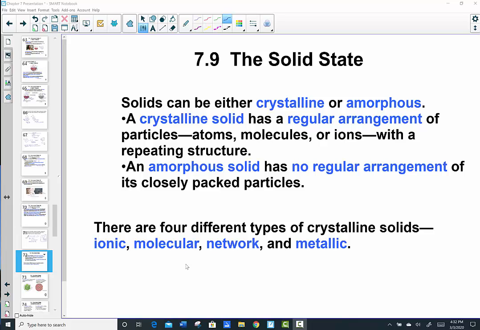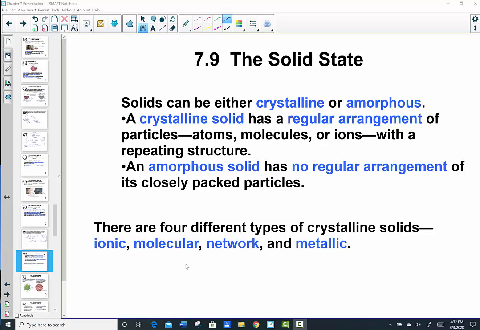An amorphous solid has no regular arrangement, and they are rarer, but they're not really a regular shape at all. So amorphous means no regular arrangement, but they're still closely packed particles, as they are indeed in the solid phase.